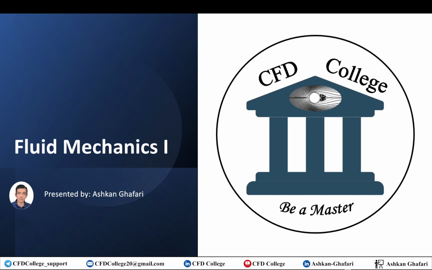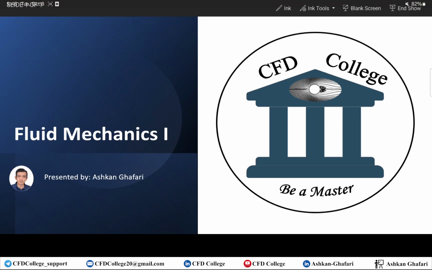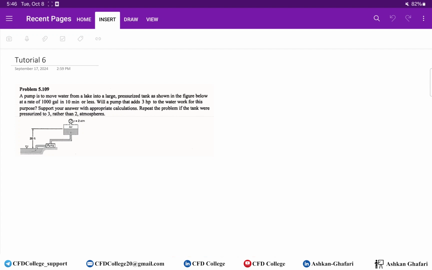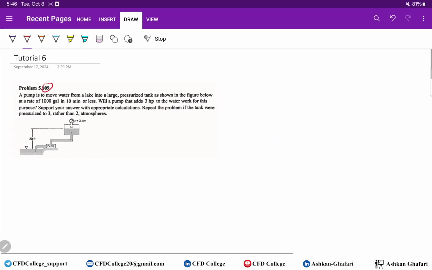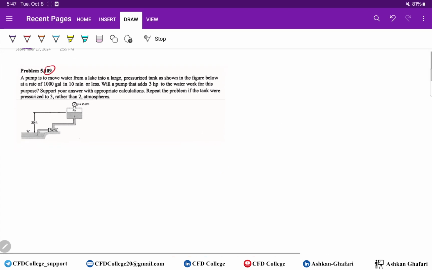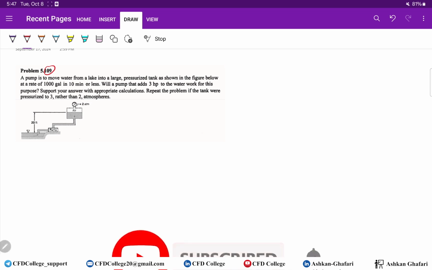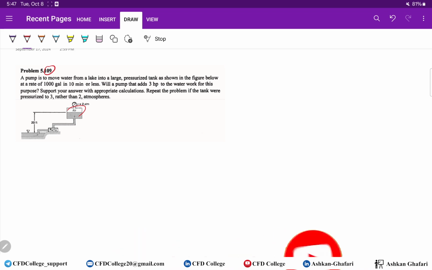Now let's jump to the tutorial problem. This is tutorial 6, and let's solve some problems. Problem number 109 of chapter 5. We have this system. We want to pump the water from this lake to this reservoir.